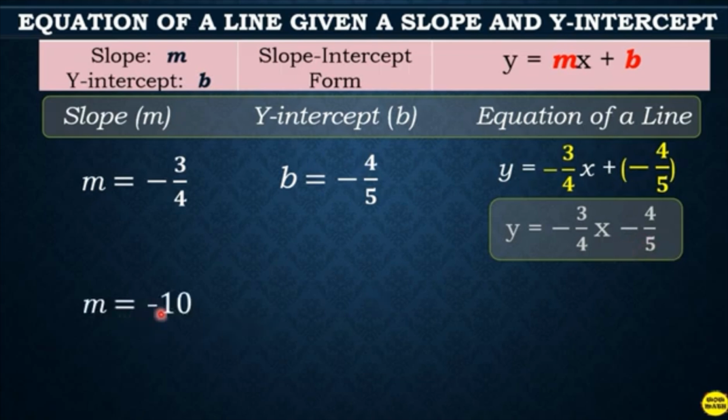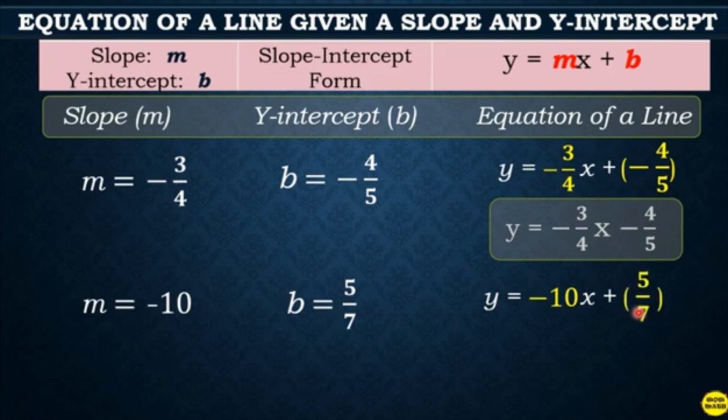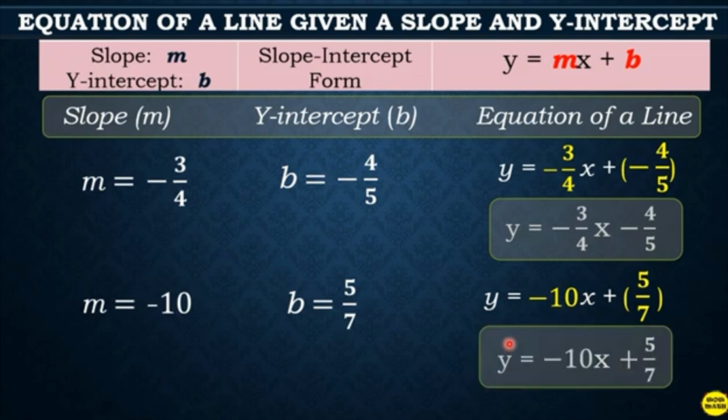Next, if I have m is equal to negative 10, and then b is equal to 5/7, so therefore, we will have, copy natin yung ating form, so y is equal to mx plus b. So, your m is negative 10, your b, your y-intercept is 5/7. Okay, let us simplify. Dapat mawala tong parenthesis. So, we will have y is equal to negative 10x plus 5 over 7. Okay, since wala namang negative dyan, so this is plus. Okay, next. So this is the equation of a line.